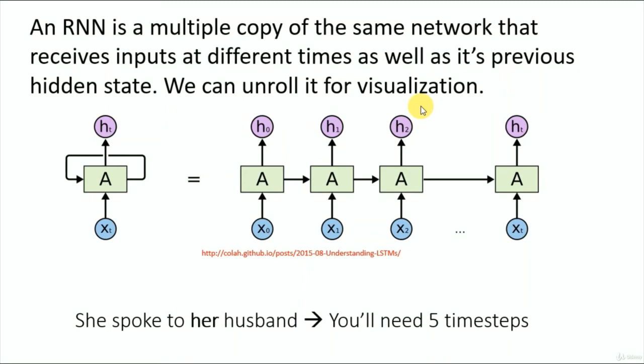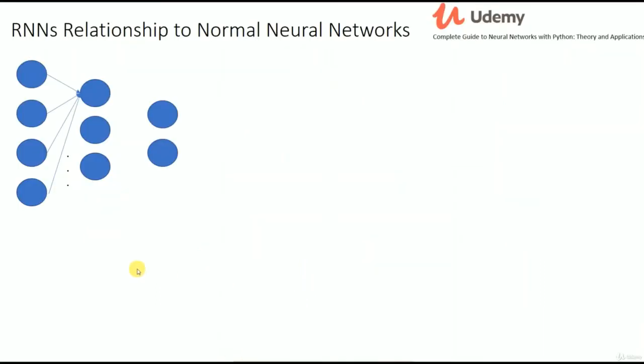Okay, so let's see the relationship between RNNs and normal feed-forward neural networks. You have this neural network over here. It's a very simple neural network. You have an input layer, a hidden layer, and an output layer. Here you have 4 input neurons, here you have 3 hidden neurons, and you have 2 output neurons. This is just a very simple neural network with fully connected layers. Three layers only: input layer, hidden layer, output layer.